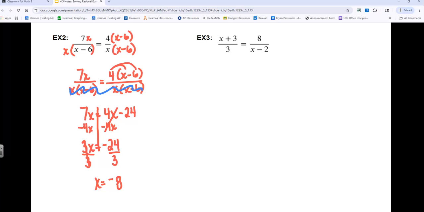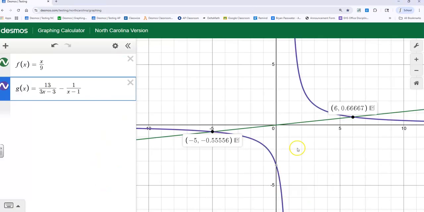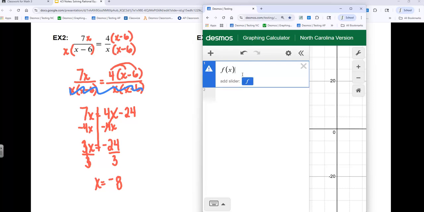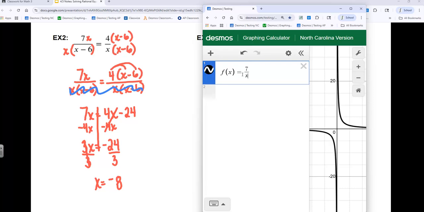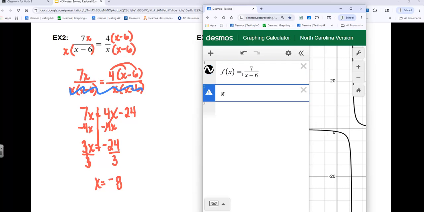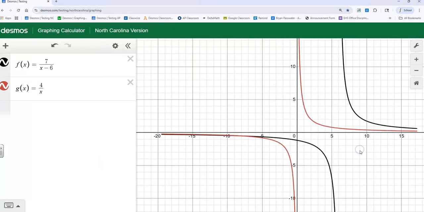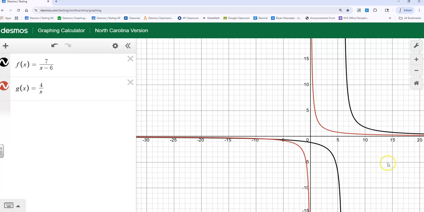Now, on every single problem, I want you to check these on Desmos because it'll also take care of our excluded values that I neglected to do right there. So we could just do f of x equals 7 over x minus 6. Go down to the next line. g of x equals 4 over x. Now, here's what I'm talking about, the graphs being a little weird. It's kind of hard to see where these cross right here. But if you click on it, it's going to put a gray dot. They do cross right there at negative 8, even though it almost looks like an asymptote situation there.